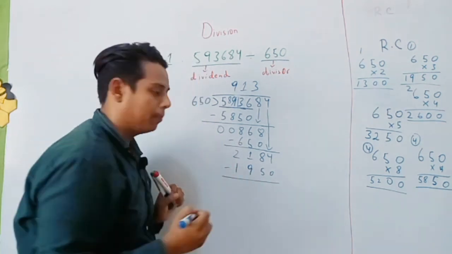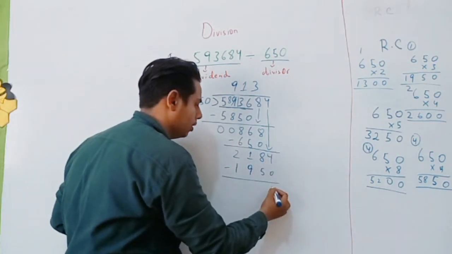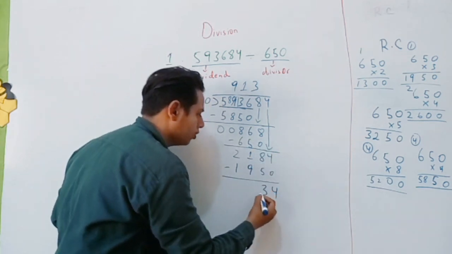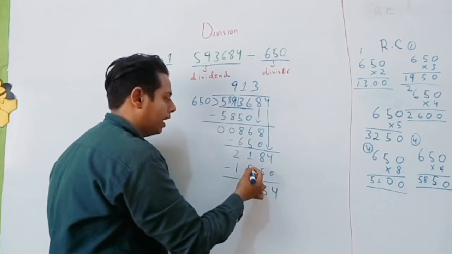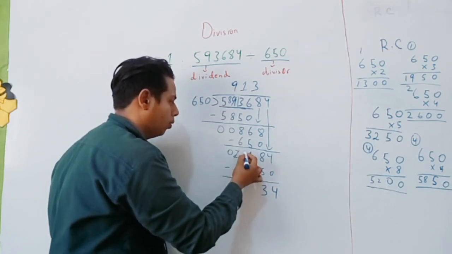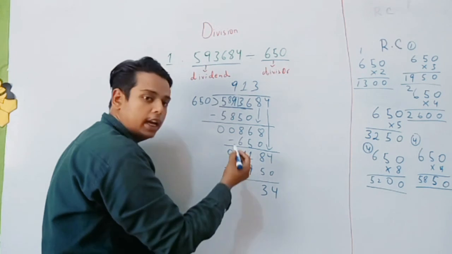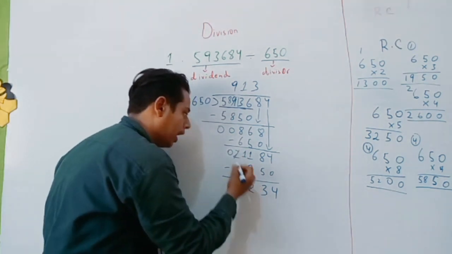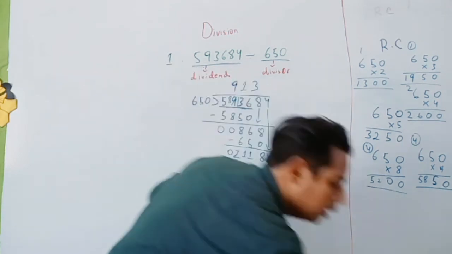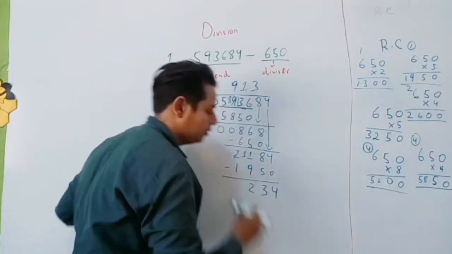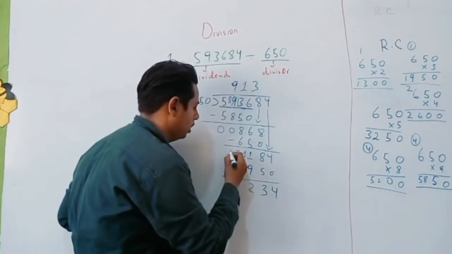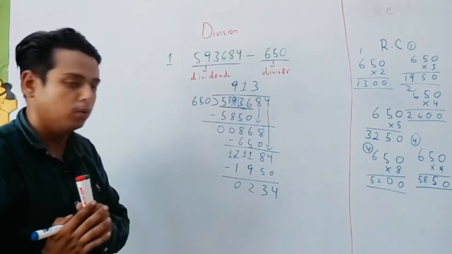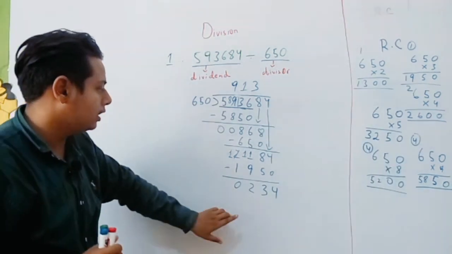After subtracting it, 4 minus 0, how much will be remaining? 4. 8 minus 5, how much will be remaining? 3. I cannot subtract 9 from 1, so I will take the borrow. So how much will it become? 11. 11 minus 9, how much will be remaining? 2, and it will become 1. 1 minus 1, how much will be remaining? 0. So what is the number over there? 234. Now let's see over there.